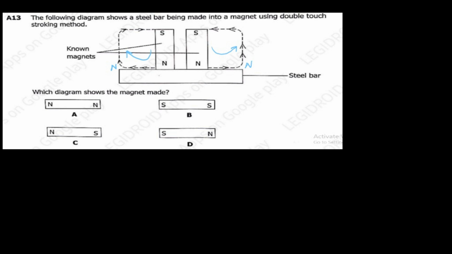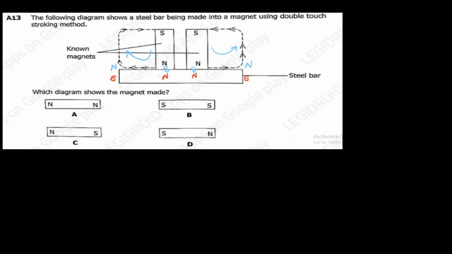This means that at the end of the stroking, you're going to have north poles on the ends of the magnet made, and south poles next to them, and north poles in the middle of the produced magnet. So if you take your options, you're going to find that the correct answer here is B.